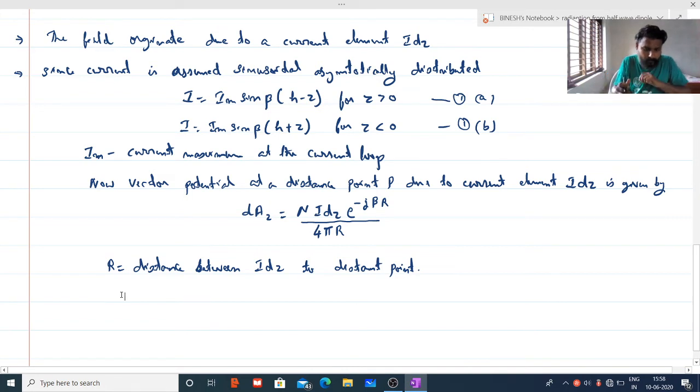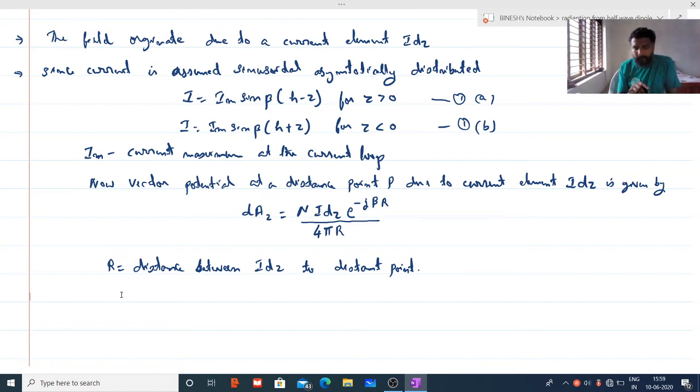That is nothing but the total vector potential. This is nothing but the vector potential that is being produced at the distant point P due to the current element I dz, given by dAz equal to mu I dz e raised to minus j beta r by 4 pi r.